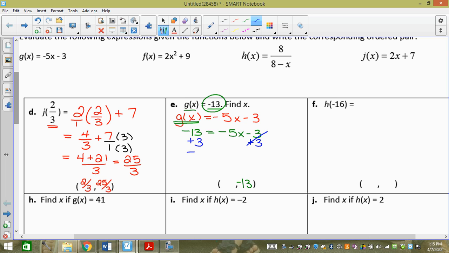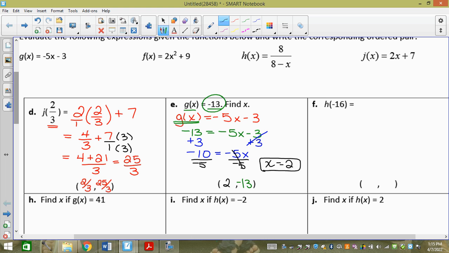So, negative 10 equals negative 5x. And then I want to get x by itself. So I'm going to divide by negative 5. And x equals 2. So I found a coordinate. Whenever I plug in an x and get a y, or plug in a y and get an x, I'm literally getting one coordinate on that graph.